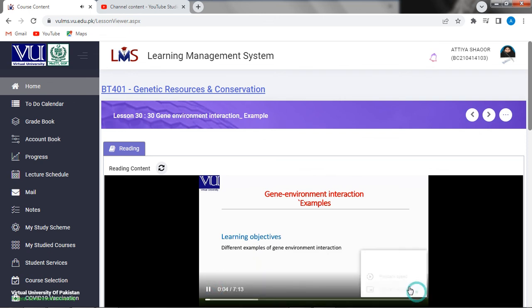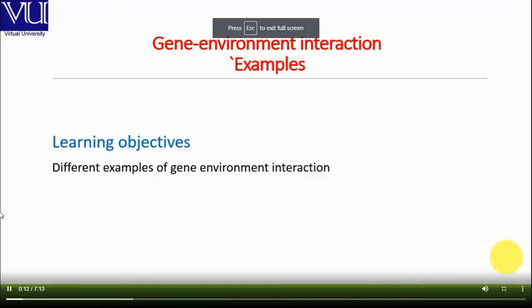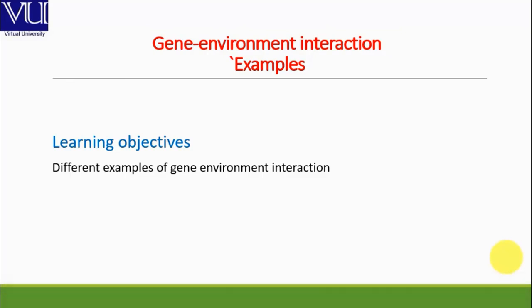Dear student, in our previous module, you have learned about gene environment interaction, or genotype environment interaction, or GxE, that is, how genotypes respond to environmental variation in different ways. You've also learned about different concepts behind gene environment interaction and different methods to analyze it, like traditional genetic design and molecular analysis. Now, in this module, you will learn about different examples of gene environment interaction.